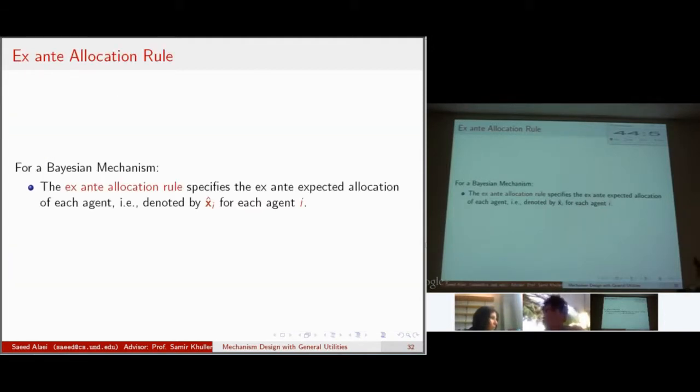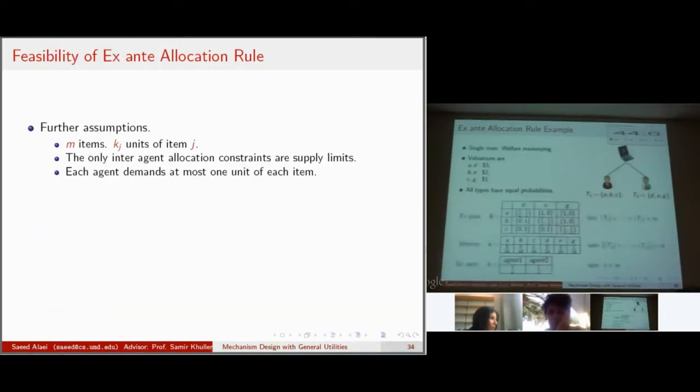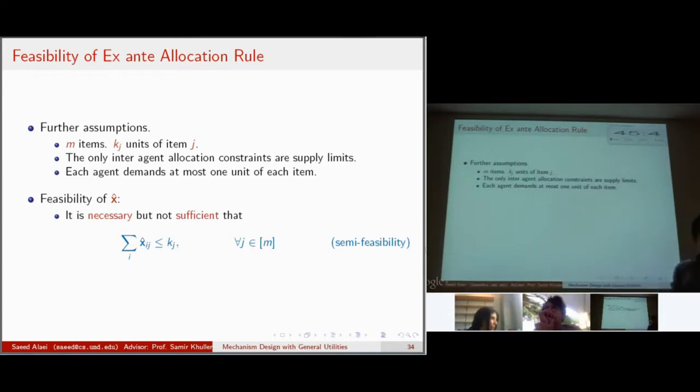So we are going to use the ex-ante allocation. Remember that the ex-ante allocation rule just specifies the expected allocation of each agent. There are no combinatorial constraints like matroid constraints or anything, just simple supply constraints. And we assume that each agent demands at most 1 unit. This assumption is not necessary; it is just for the sake of exposition.